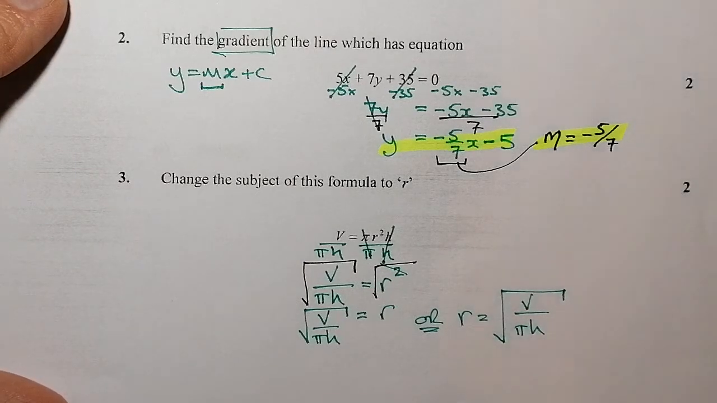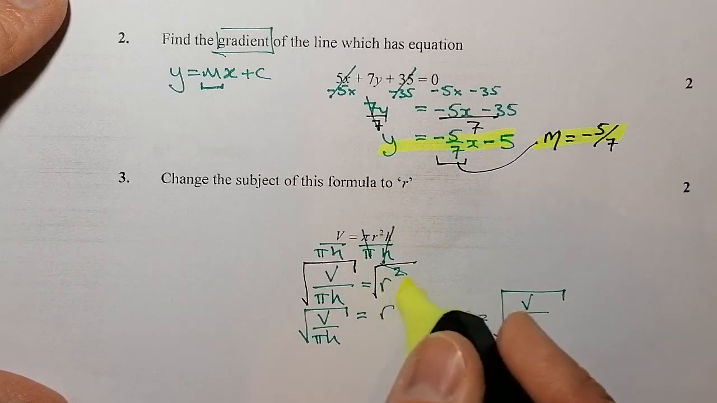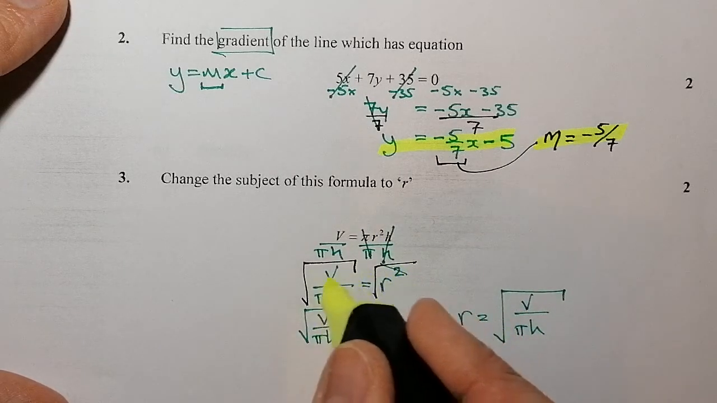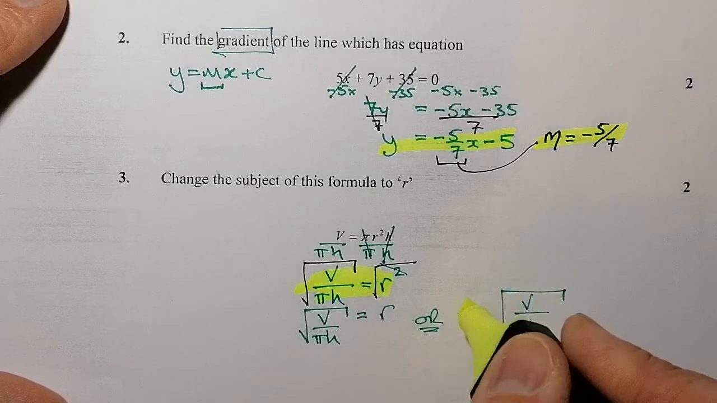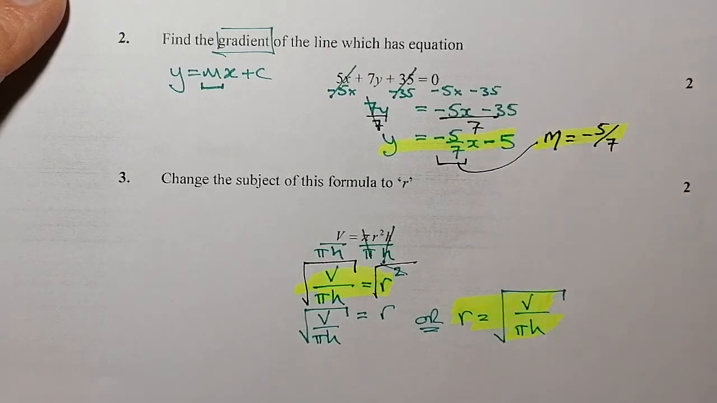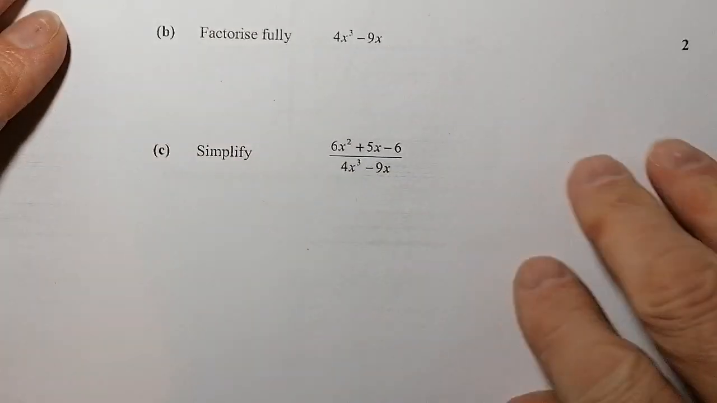So I'm going to get 2 marks for this. I'm going to get 1 mark where I've got the r squared up here, so that was r squared is equal to v over pi h. And then finally, by taking the root and getting the final answer from there, getting this one here. So that's my other two marks that's coming out there, okay? So that's 6 marks done. Okay, let's move on to the next part.